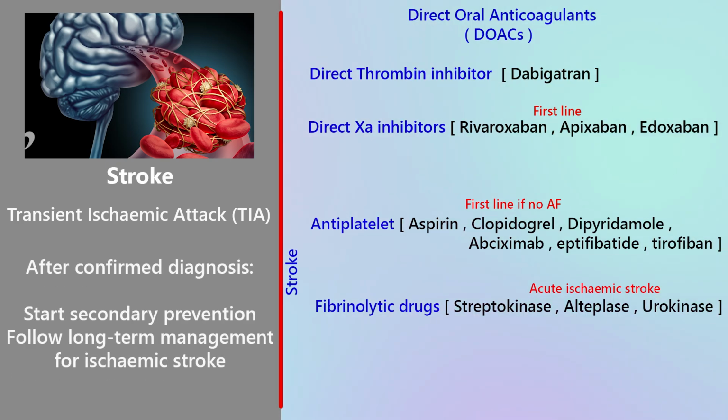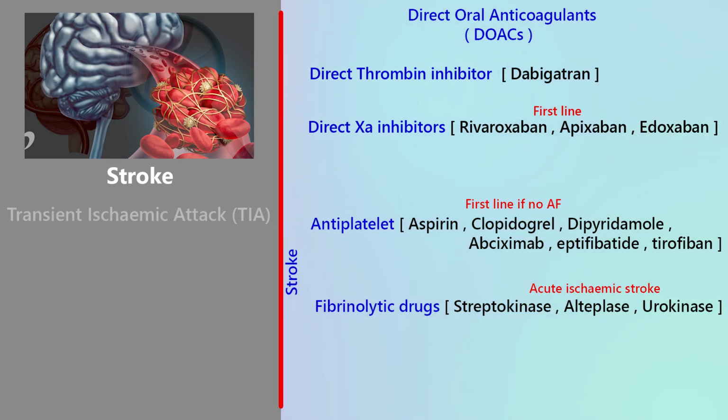Once the diagnosis is confirmed, you move straight into secondary prevention, and you follow the long-term management plan for ischemic stroke. Never ignore a TIA. It is the body asking for help.